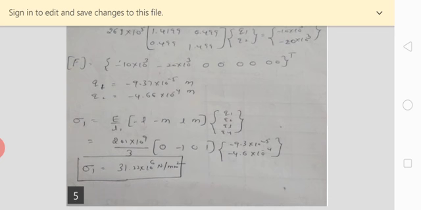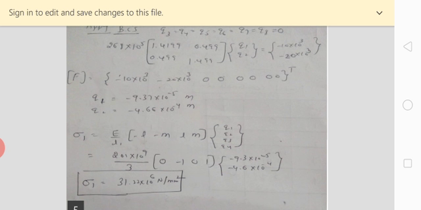After simplification, we get 31.22 into 10 to the power of 6 Newton per meter square. Sorry, I made a mistake here. You have to take Newton per meter square, not mm square. That is just a correction. Okay, 31.22 into 10 to the power of 6 Newton per meter square. Similarly, you need to calculate for the other elements also, that is sigma 2 and sigma 3.